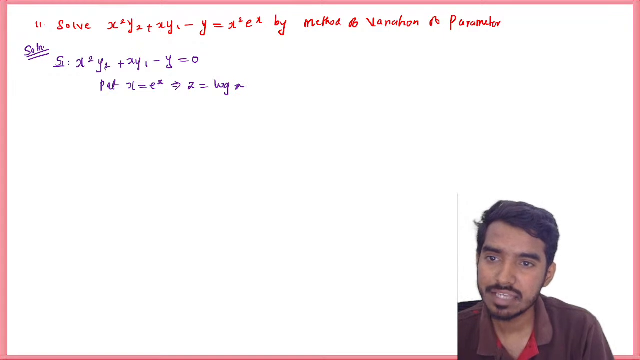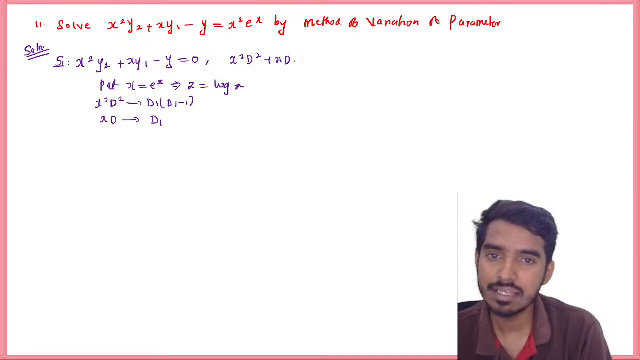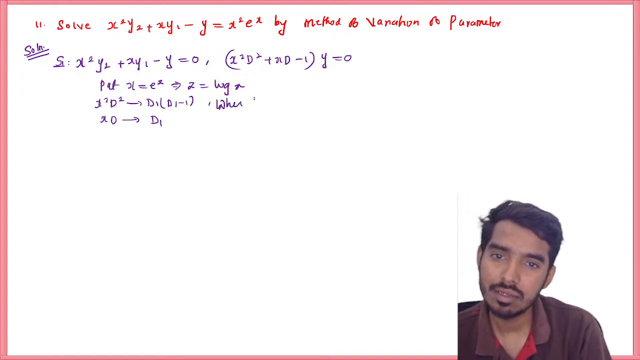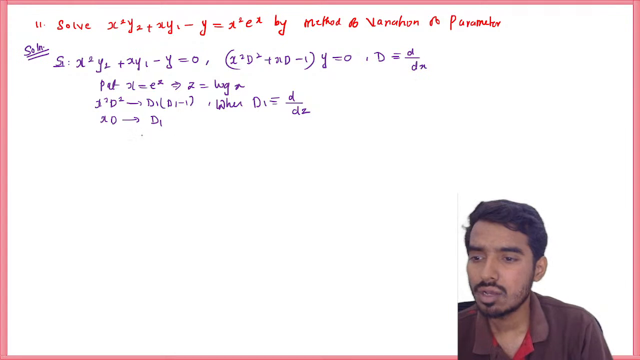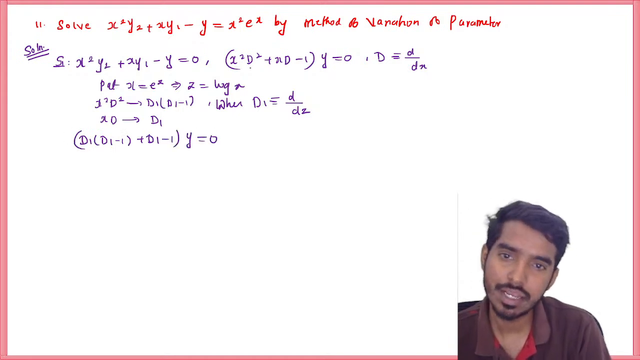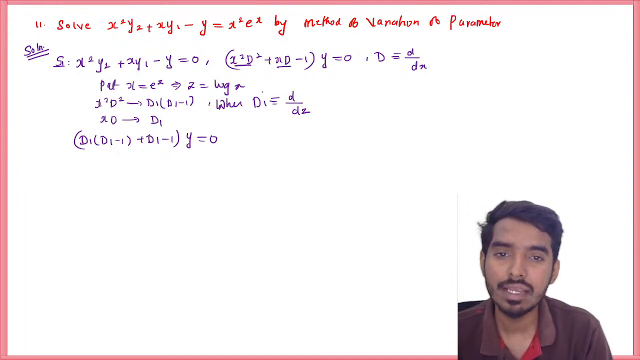So you have to replace x square d square by d1 into d1 minus 1, and we have to replace xd by d1, right? The equation is the same as x square d square plus xd minus 1 of y is equal to 0, right? So what is d1 here? d1 is d by dz, and here d is d by dx, right? Now we have d1 into d1 minus 1 plus d1 minus 1 of y is equal to 0, right? So you have to replace x square d square by d1 into d1 minus 1 and xd by d1, right?